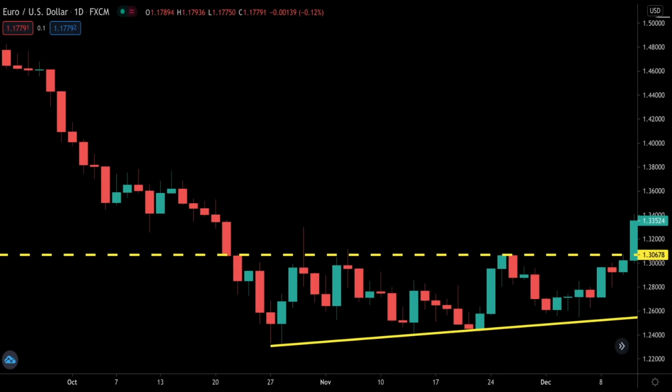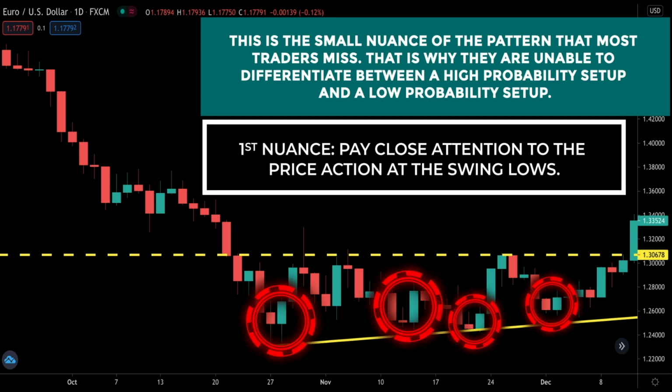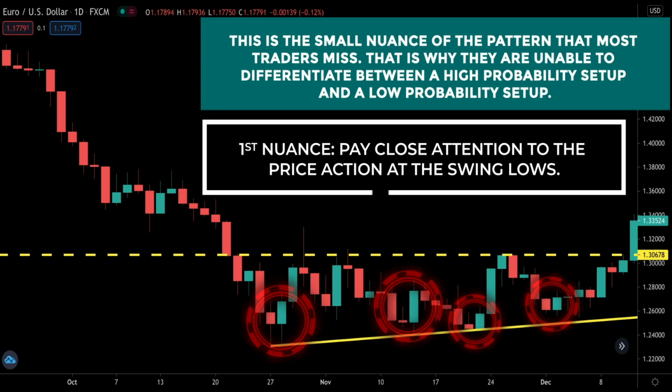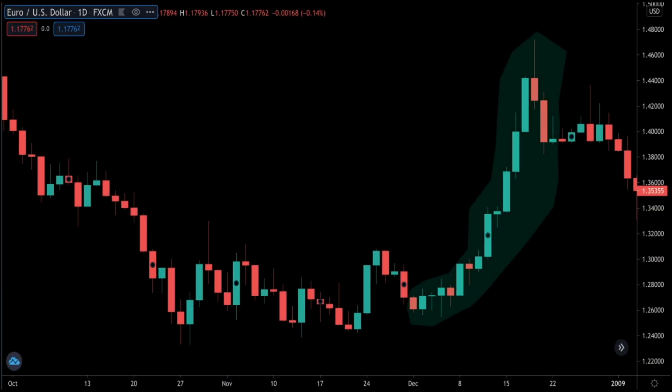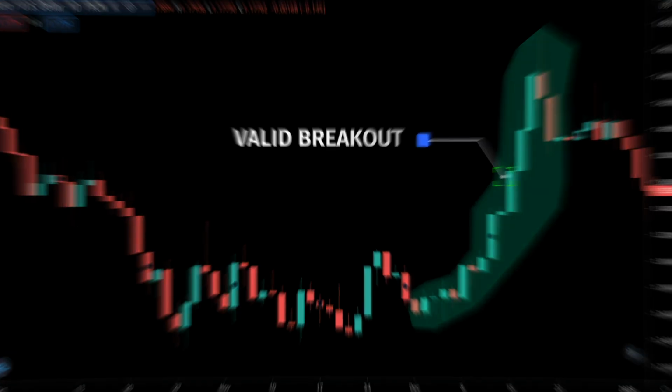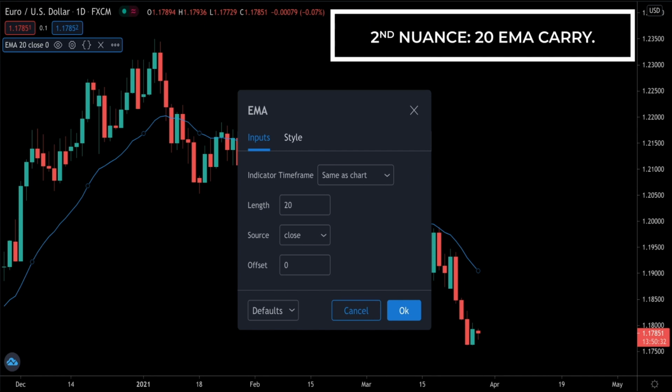This is the small nuance of the pattern that most traders miss. That is why they are unable to differentiate between a high probability setup and a low probability setup. So the first nuance is to pay close attention to the price action at the swing lows. If you see strong bullish engulfing patterns at the swing low, that's a good sign that the breakout will be valid.